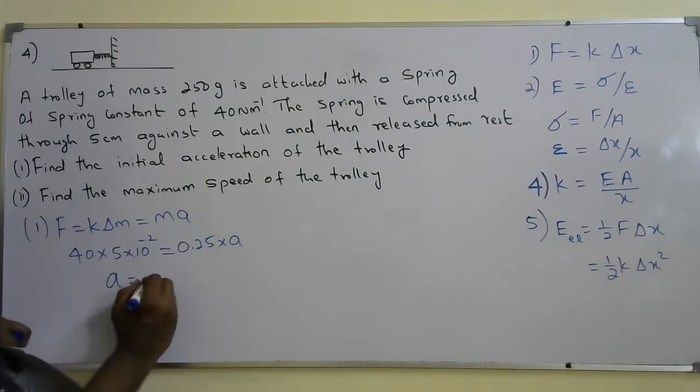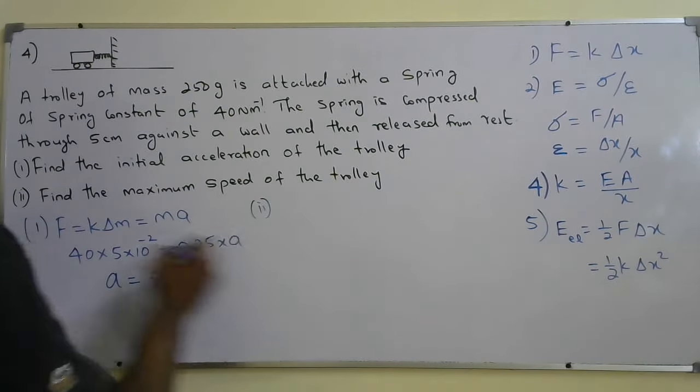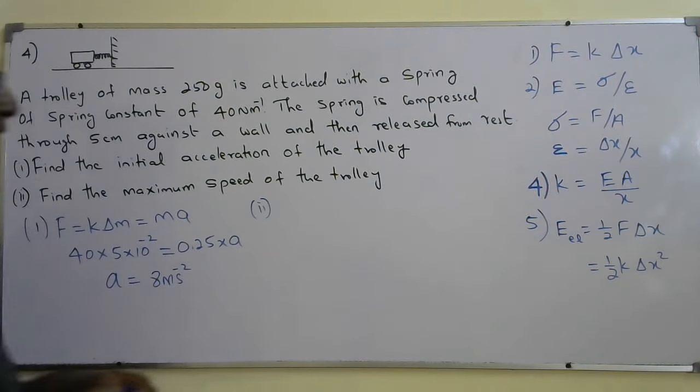Second part, find the maximum speed of the trolley. Here you can't use equations of motion. Some students try to use v squared equals u squared plus 2as.